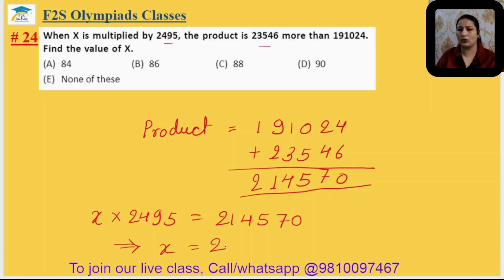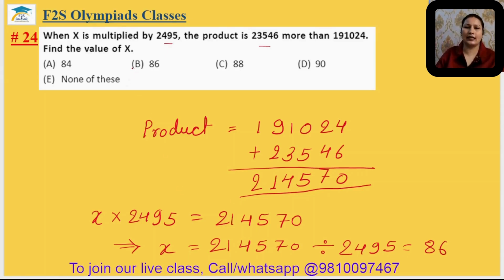X should be equal to 214570 divide by 2495. You just divide it in your notebook. Just writing it here. What will be the answer after the division here? So answer will be your 86. 86 is the number which will be multiplied with this. So we will find the product of this more than this. Okay? The 24th answer is option B.